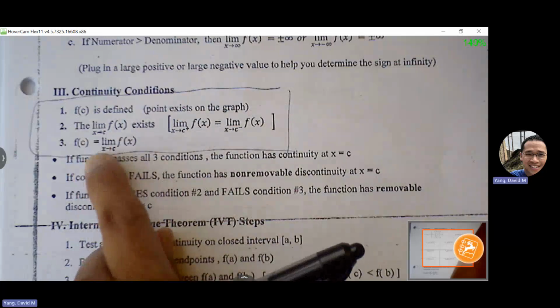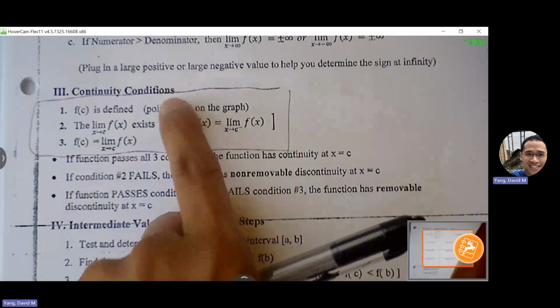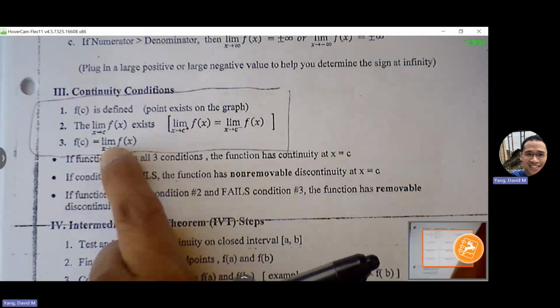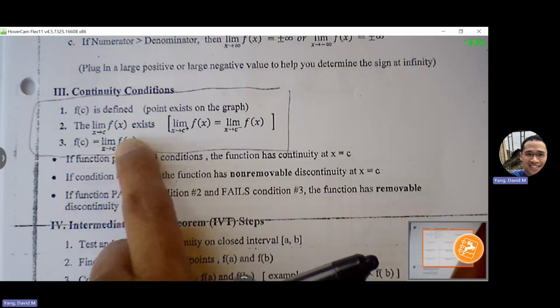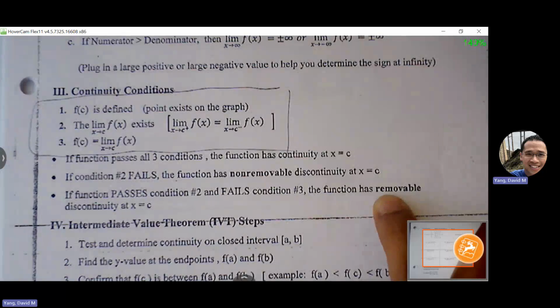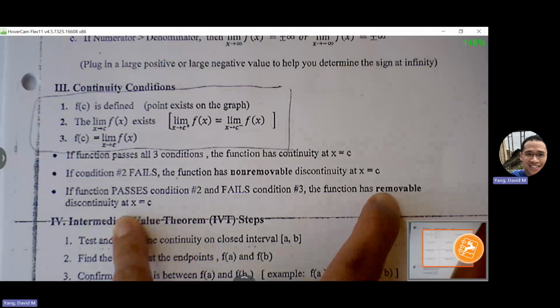And the third condition, we're not pulling any new data. We're just looking at the first 2, what we gathered, and see if they're in agreement. If they're in agreement, great, all 3 conditions pass. My function is continuous at that point. But if the third condition fails, then we know it's going to be a removable discontinuity. The limit exists, but the point is not filling in that hole. So we have a hole in the graph. We have a hole discontinuity or a removable discontinuity at x equals c.